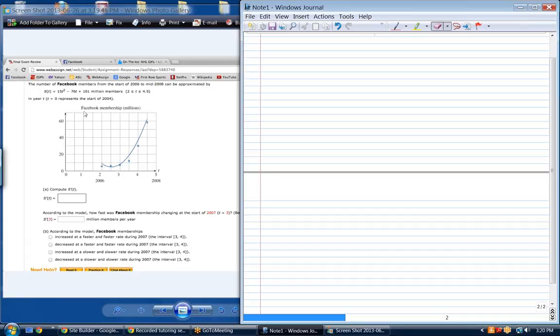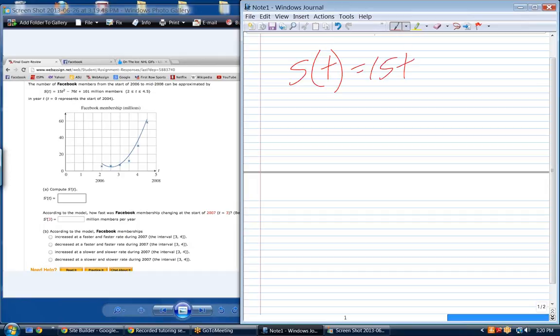Okay, so when t is 0, that's 2004. Oh, that's not right there. It's somewhere over here. But I guess it's there. This graph doesn't quite look right, but I'll figure it out here. Compute s prime of t. Well, that should be easy enough. If s of t is 15t squared minus 76t plus 101, what is s prime of t?